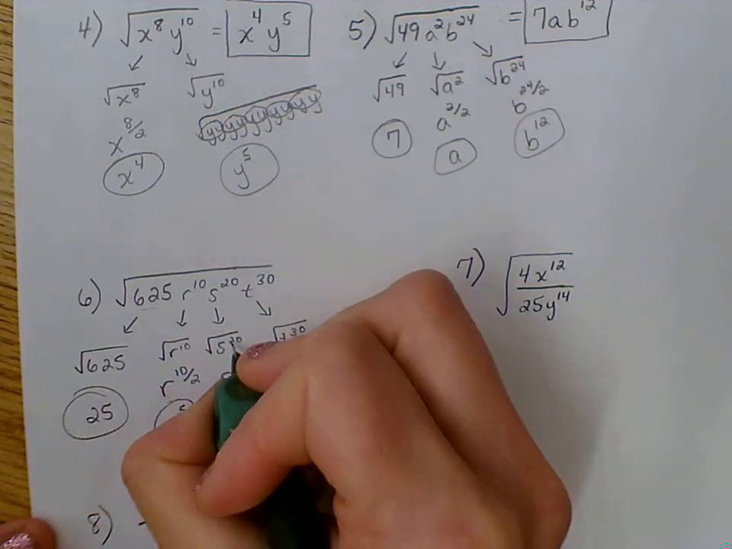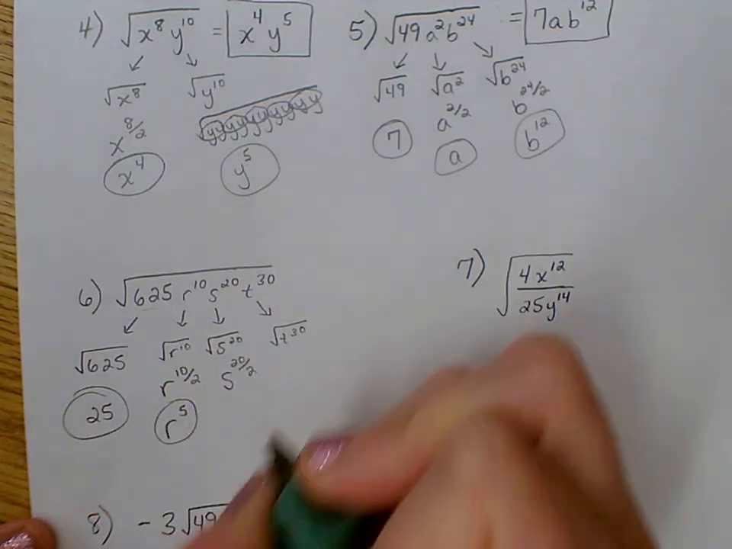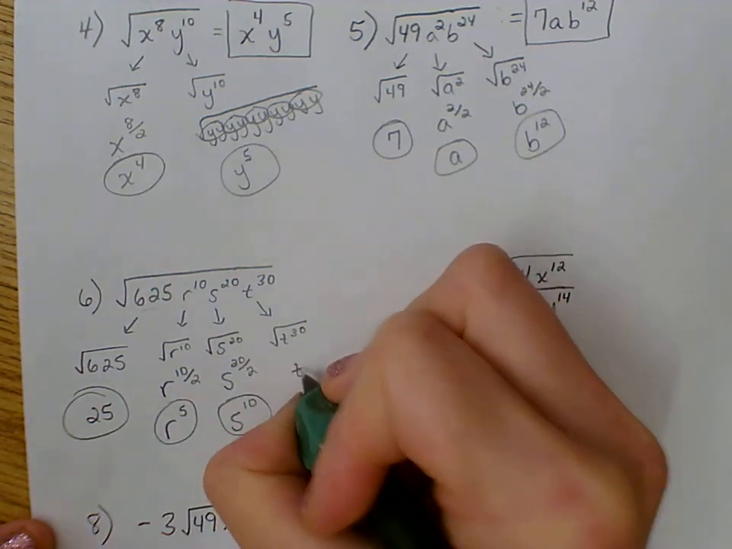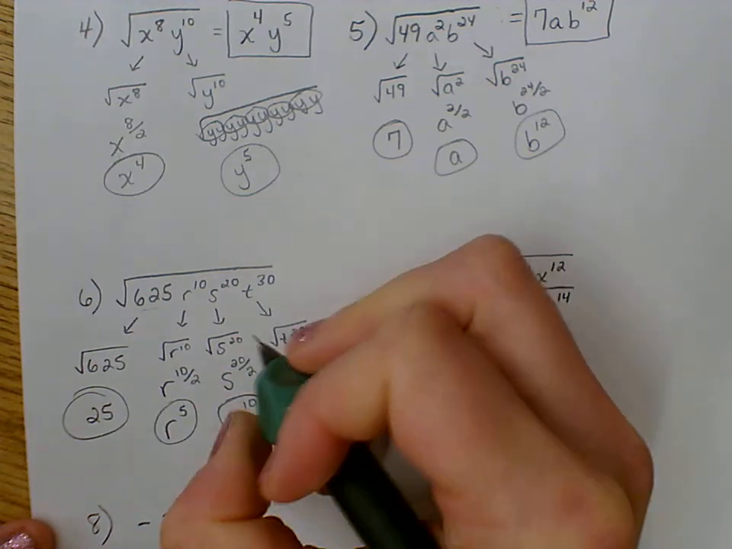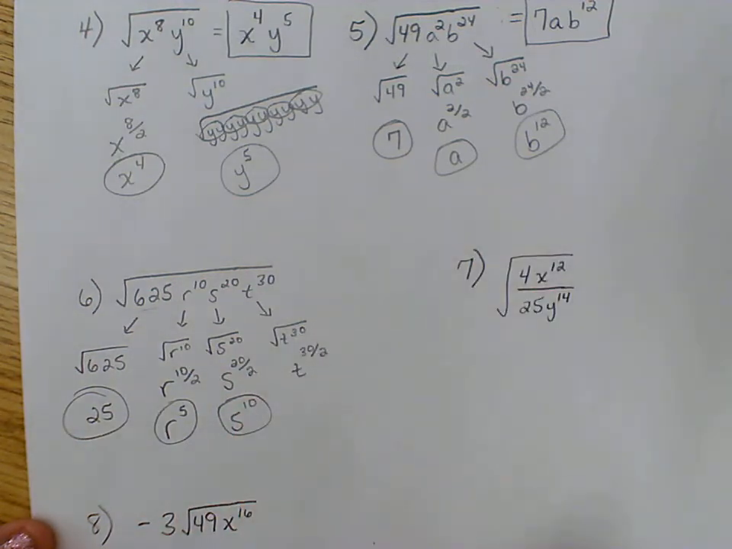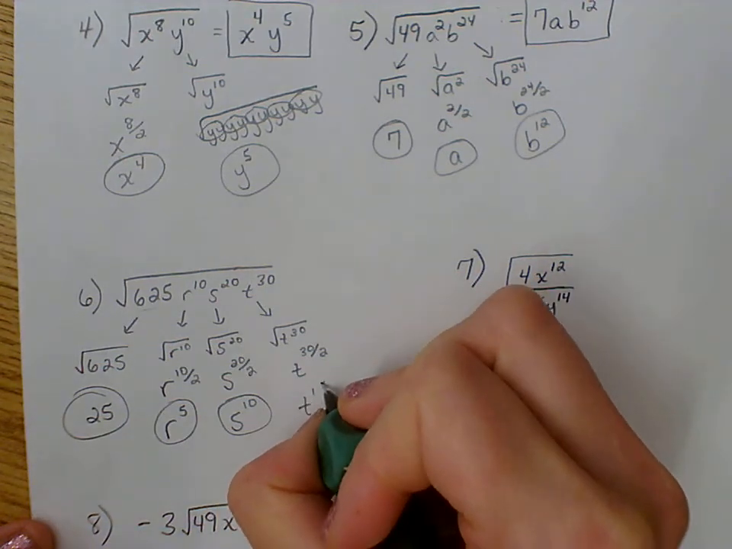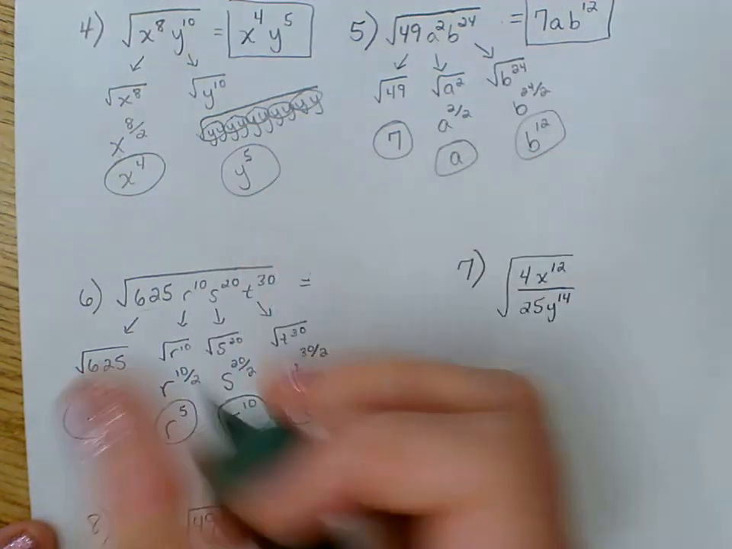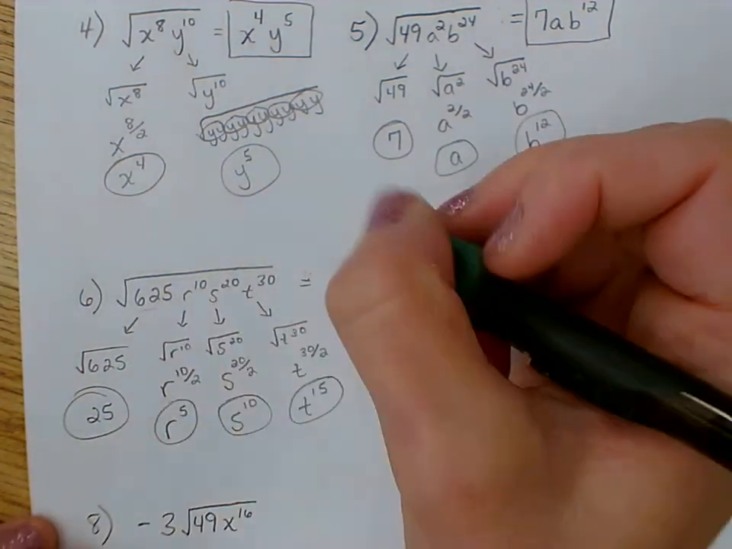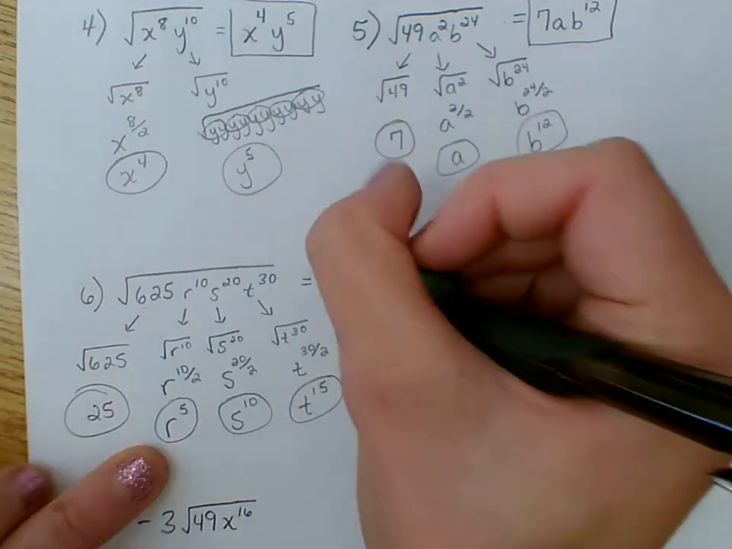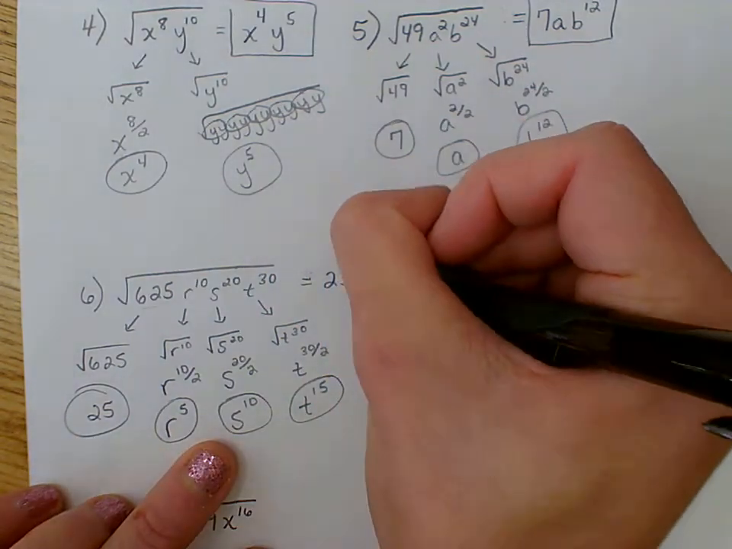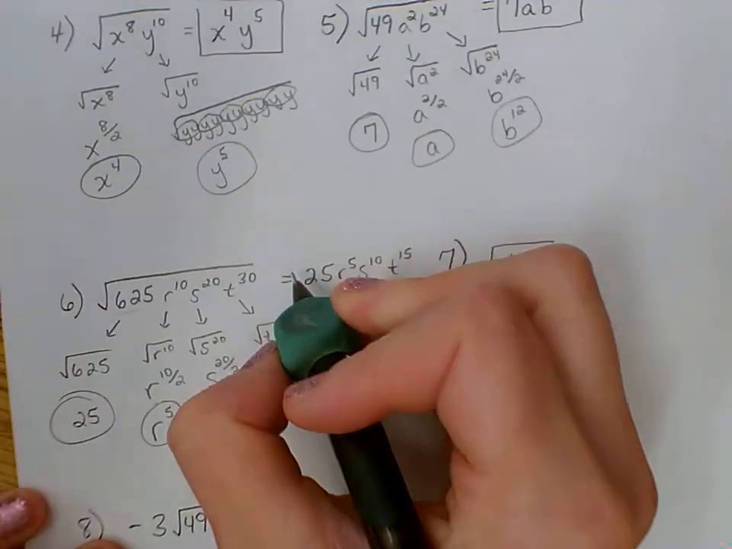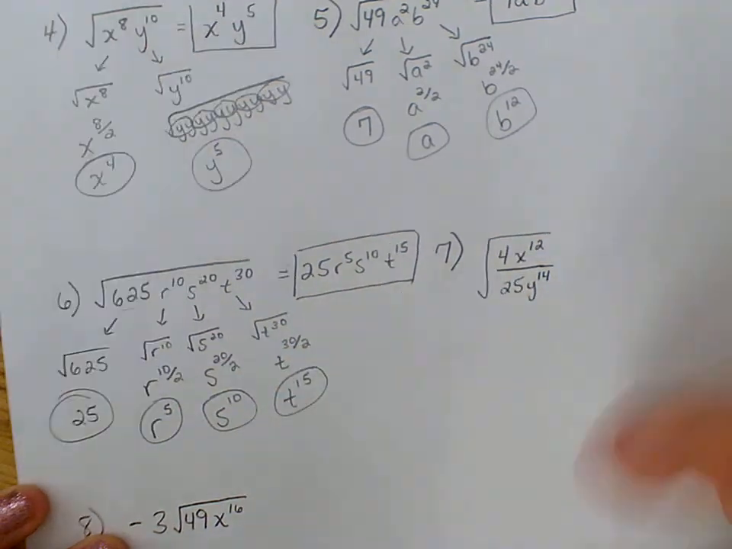So this one, the power is 20 over the root is 2, so that would be s to the 10th. This one, the power is 30 over, the root is a square root still, so it'd be over 2. So it'd be t to the 15th. Okay, so these are our 4 different answers. Then we just put them together, like they were here, where we multiply them all together. So it'd be 25, r to the 5th, s to the 10th, and then t to the 15th. Just don't forget to put them together at the end.